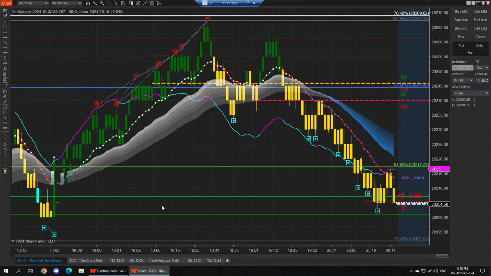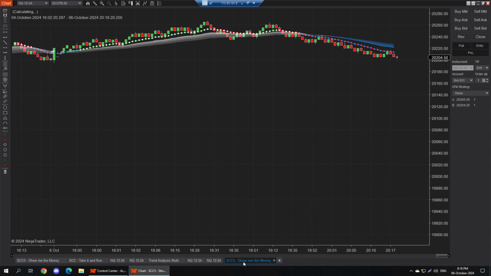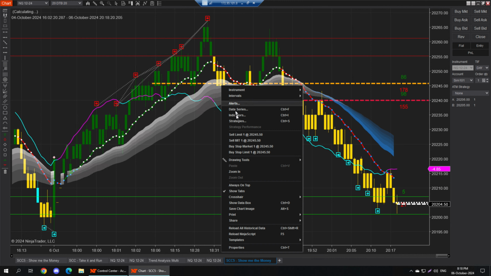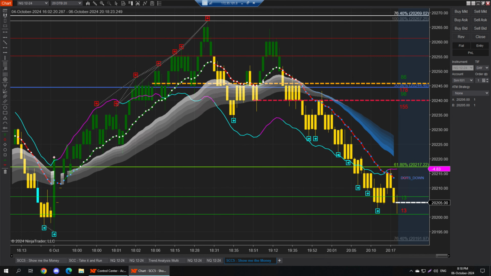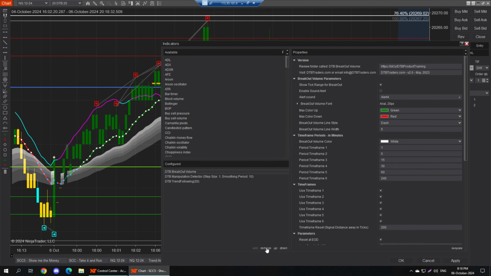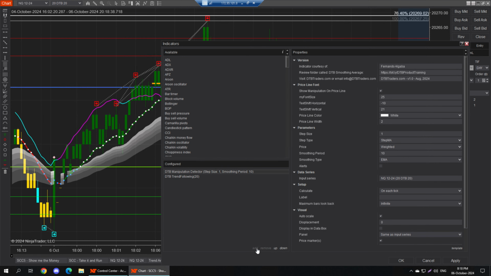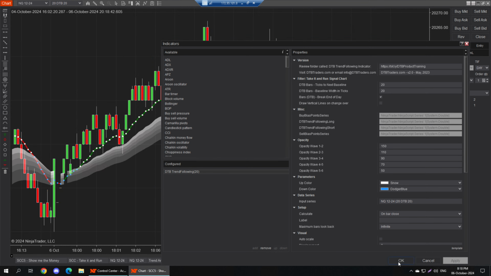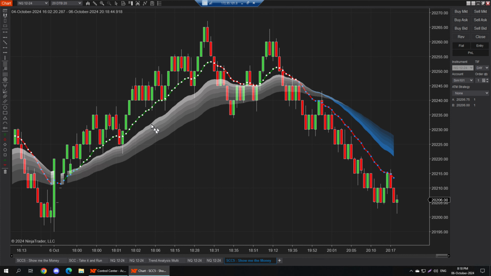Okay, so I might just bring up a new chart. So I'm going to just duplicate this in a new tab. Okay, put it right at the end. And I'm going to go to the indicator settings, and I'm going to just remove all the indicators except for the trend following. Apply. Okay.